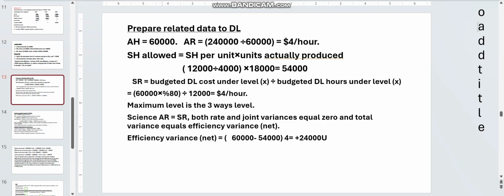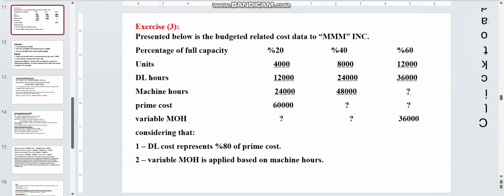Then moving to standard data, we need both standard hours allowed and standard rate. Now, standard hours allowed. Let's see givens. We have direct labor hours from the budget, 12,000 under 4,000 units, or 24,000 under 8,000 units, or 36,000 under 12,000.